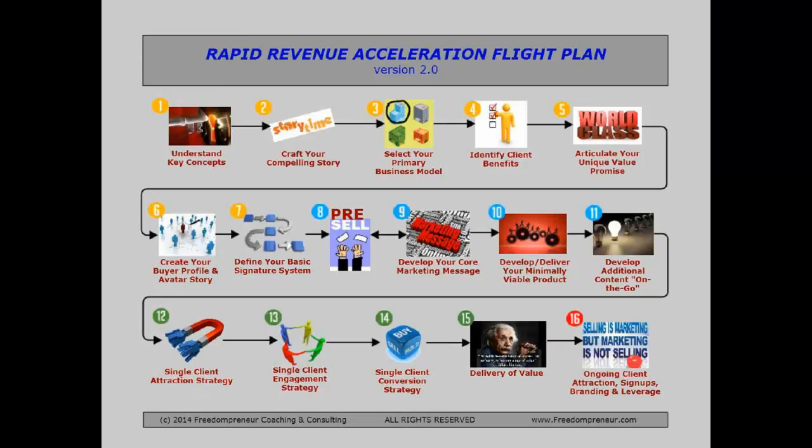Some of you may be familiar with this. This is what I call the Rapid Revenue Acceleration Flight Plan. It is a sequence of 16 distinct steps, actually 16 key principles that I've used and that clients of mine have used to rapidly accelerate our revenue. Basically, I went back and looked at what concepts, principles, best practices, and steps I took, and what clients of mine have taken who have created a 6-figure revenue stream in less than 12 months. I looked at what was common, and that's how I created this infographic.